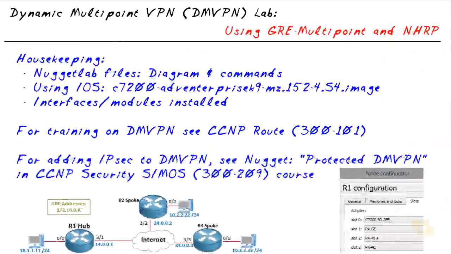In this nugget, we've identified that in the Nugget Lab files, we can get the diagrams that we're using as well as all the commands we just did in this nugget to build your own topology. We also discussed the flavor of IOS that I'm using for these demos, as well as the modules and what's in those modules in this virtualized environment that we're setting up. We also identified two additional resources. Number one, for the basics of DMVPN, go to Jeremy's course, 300-101, for the training on DMVPN. And if you'd like to take a look at implementing IPsec on top of a DMVPN network, you can check out the Protected DMVPN Nugget, which is part of the CCNP Security SIMOS, the 300-209 course, right here at CBT Nuggets.